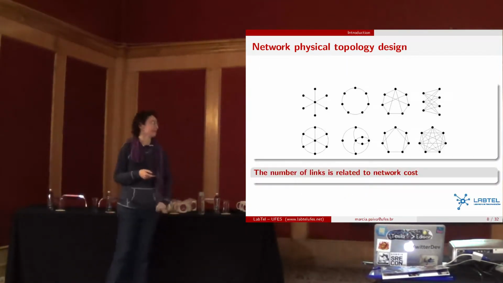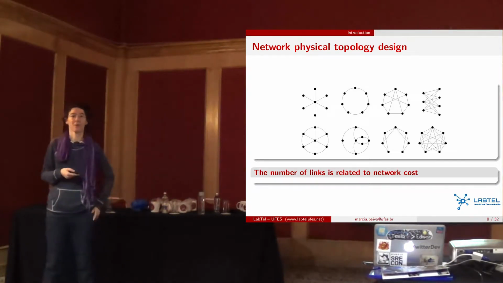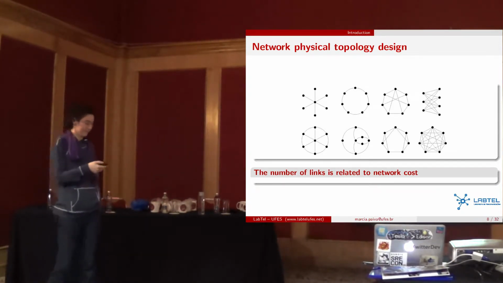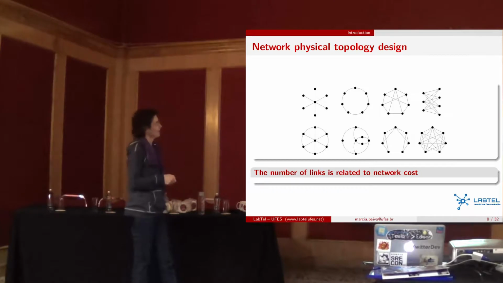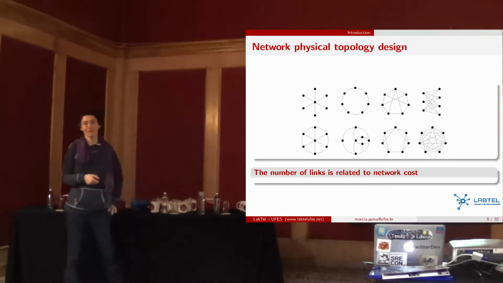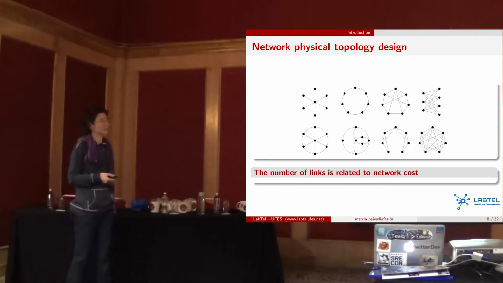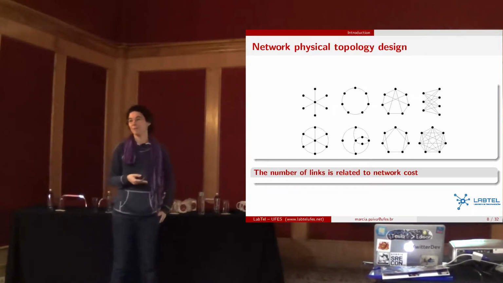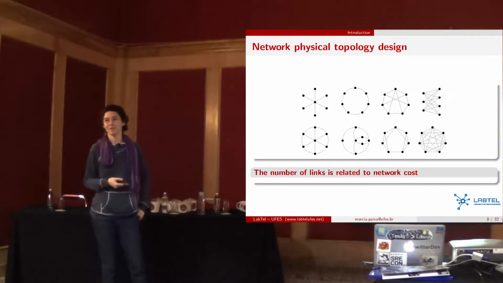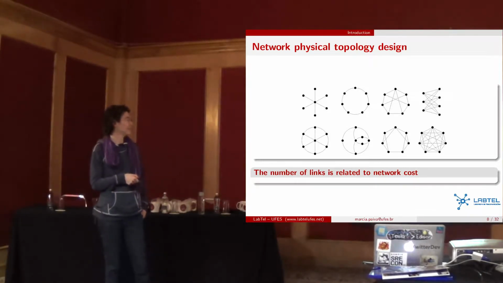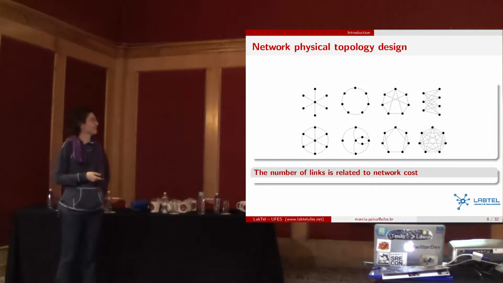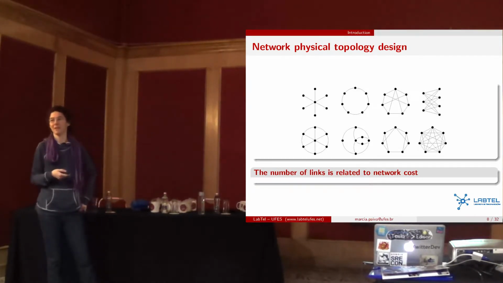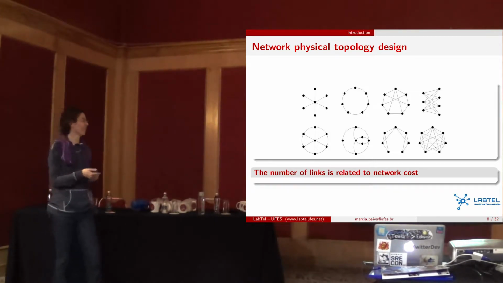Of course, the number of links in a network is related to the cost of the network. But in this case, for instance, we have this topology and this topology. They have the same number of nodes and the same number of links, but we could not expect that they work in the same way. So in different applications, we could prefer this one or this one. So this is the point to use graph theory or graph invariants to design the network topology.